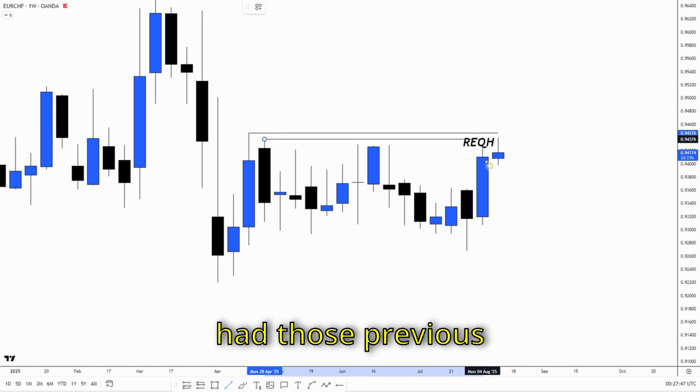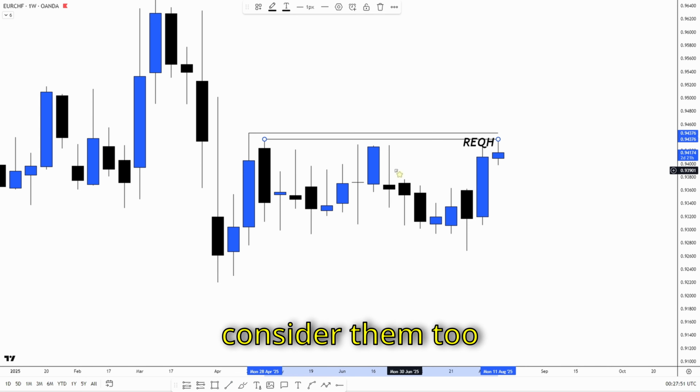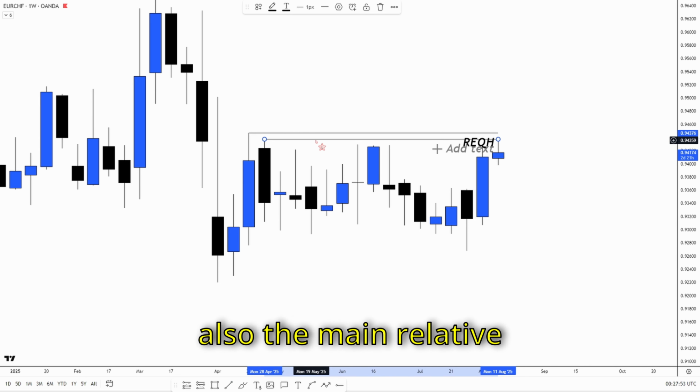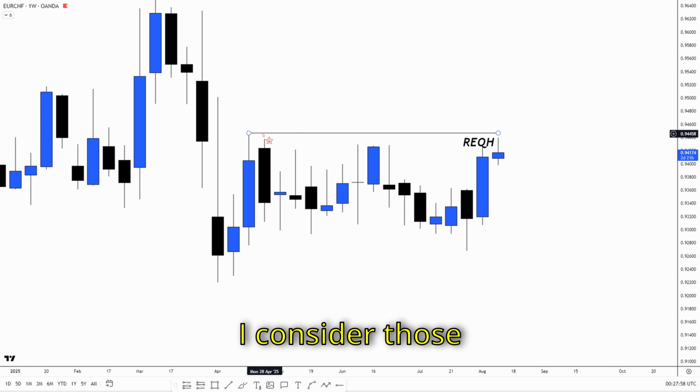However, we also had those previous relative equal highs, which already got taken out. So I don't consider them too much anymore. And those were also the main relative equal highs. I consider those ones to be just new ones. So they're not as strong as the previous ones. Because now this is more so just buy side liquidity itself.